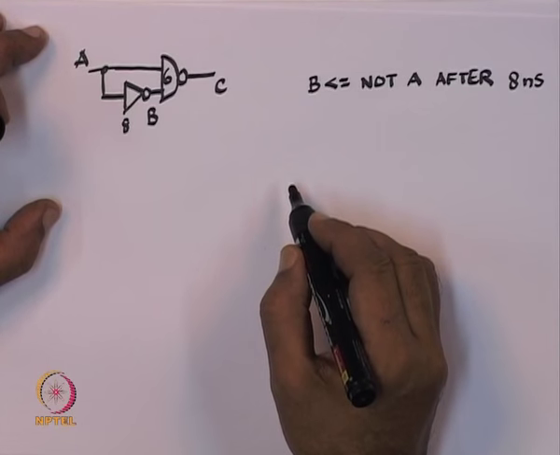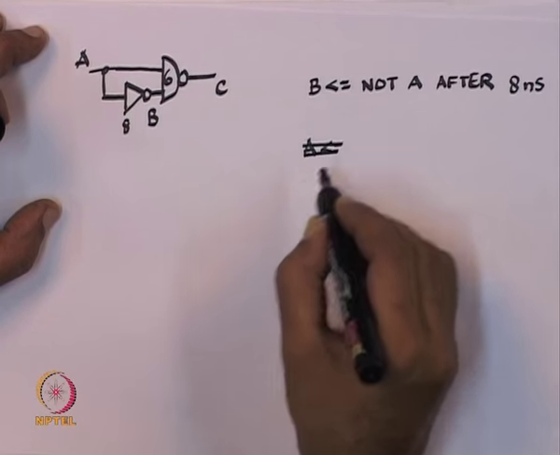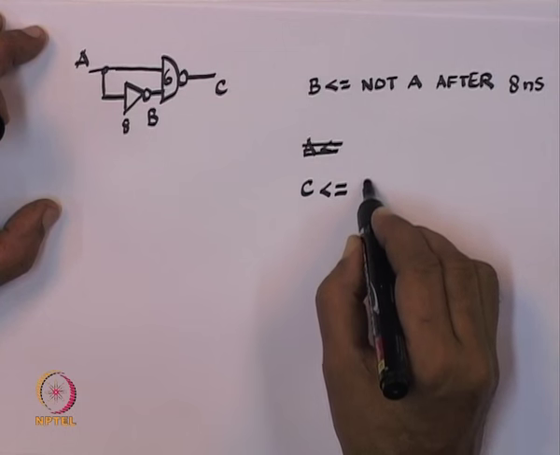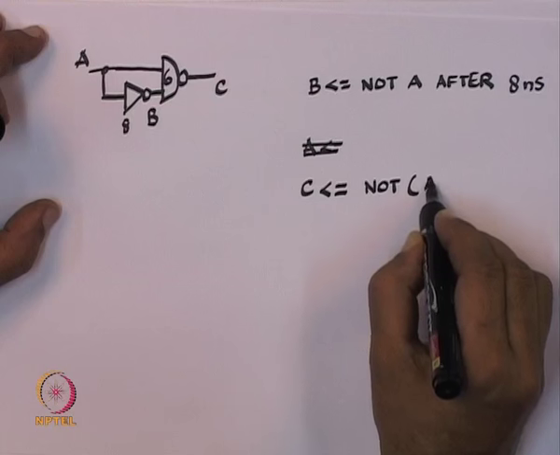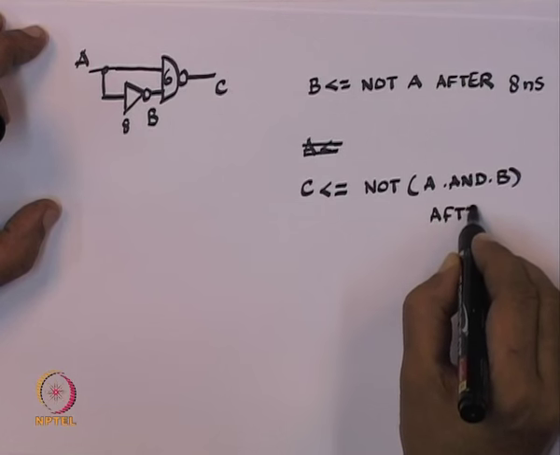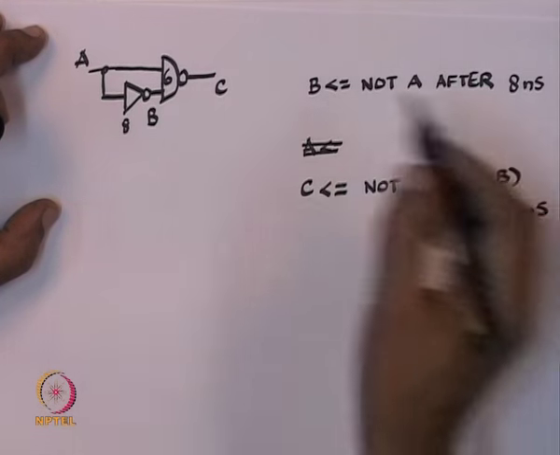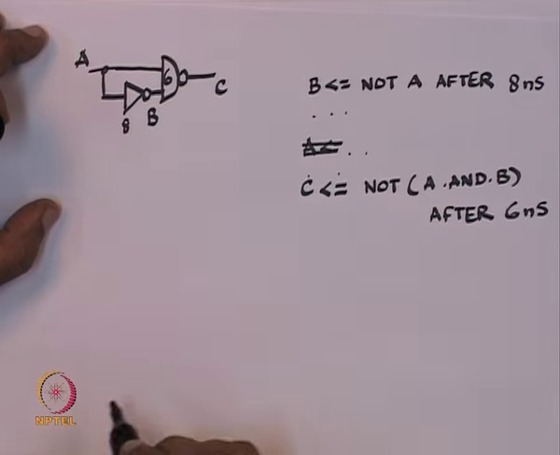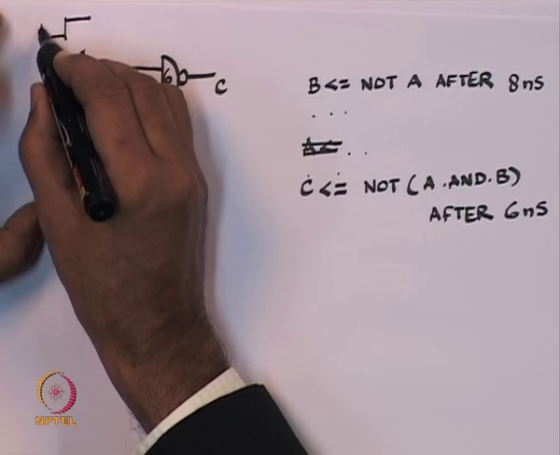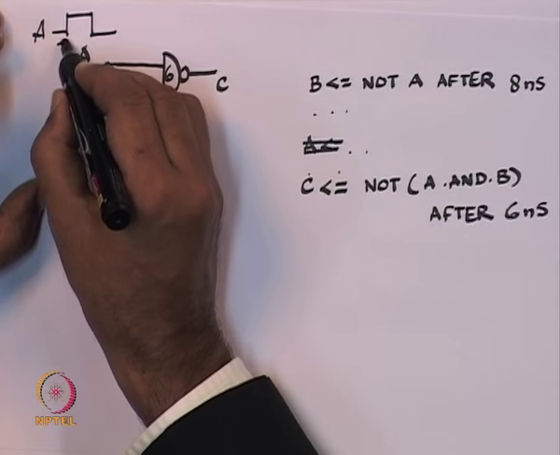Similarly, somewhere in our description, we would have the equivalent of this, and again the syntax is not important: assign to C the value of not of A and B after, say, 6 nanoseconds. Now, these descriptions are there somewhere. There might be other lines somewhere in this description. And we had described this initial waveform where you had the transitions on this. This was the waveform for A, and the transitions were at 20 and 50.